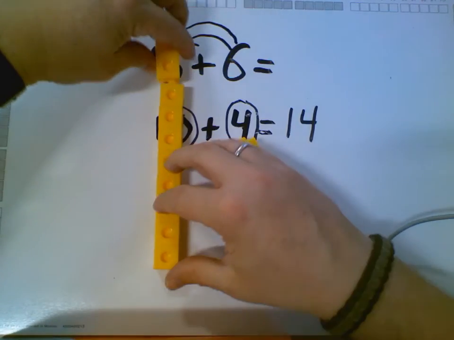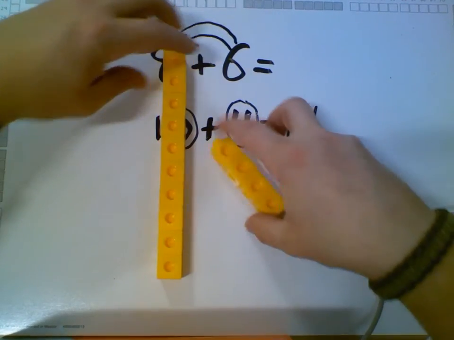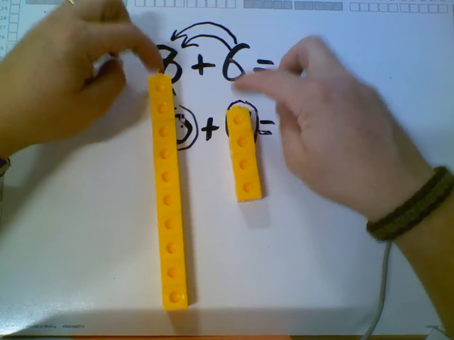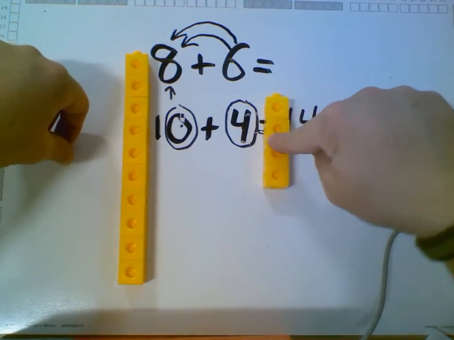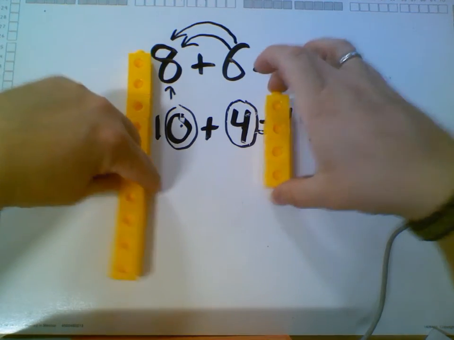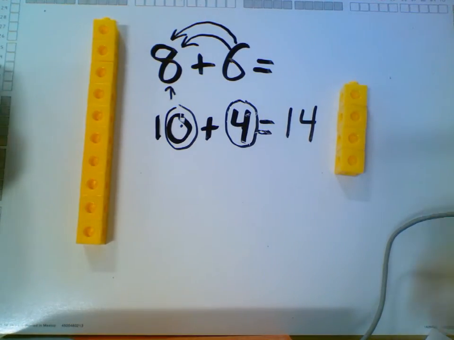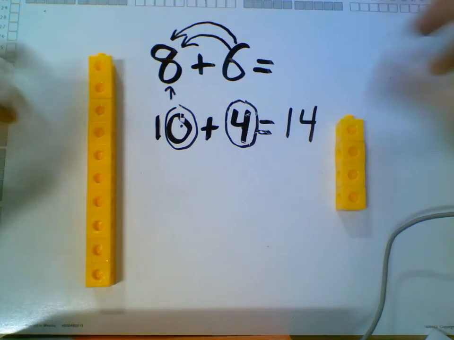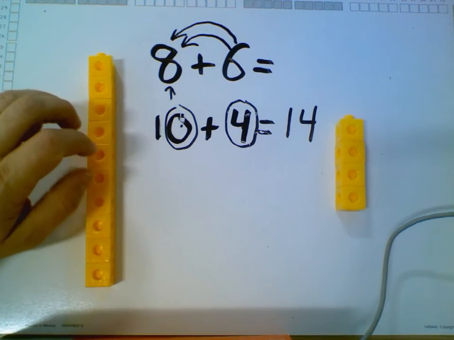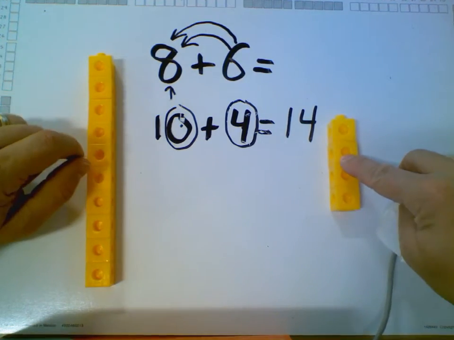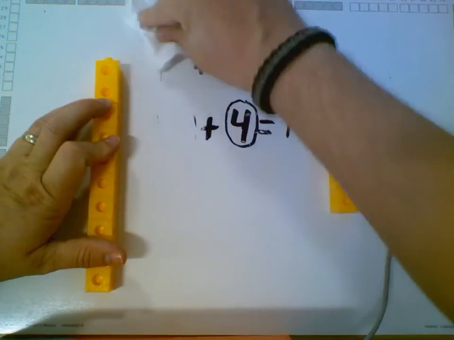9, 10. Now it's not 8 plus 6 anymore, it's 10 plus 4. That's how you use the make a 10 strategy. Figure out if you've got one that's already close to 10 and make it into 10 by moving some from your other addend over to it. Let's try another one.